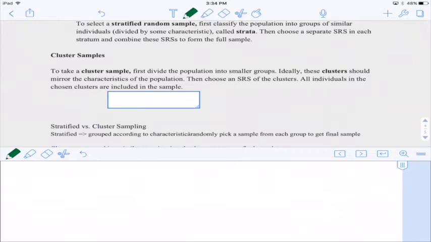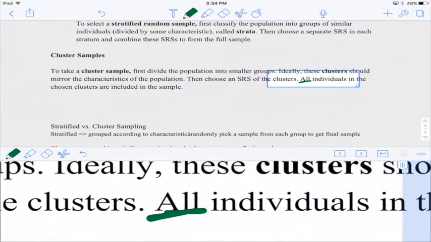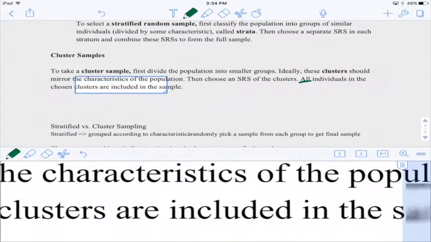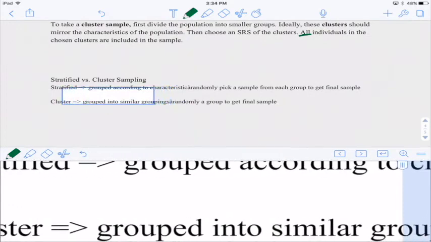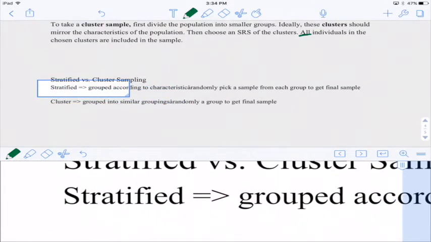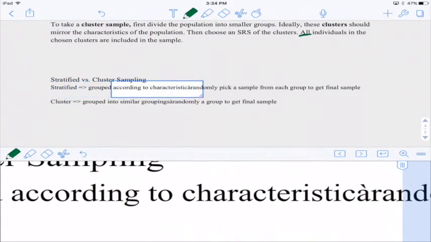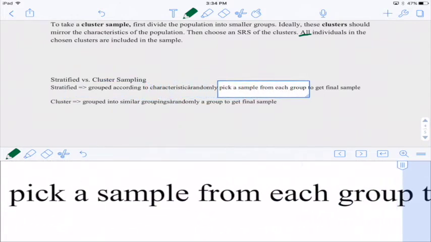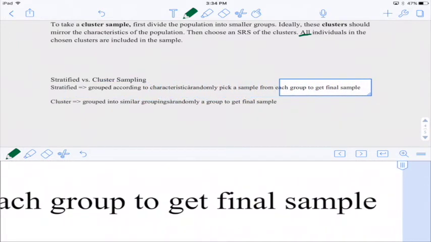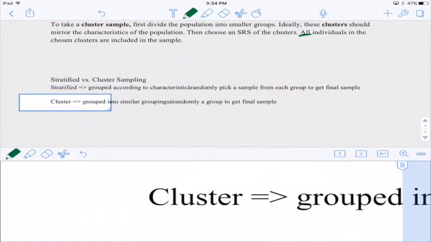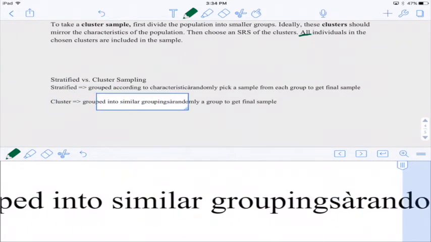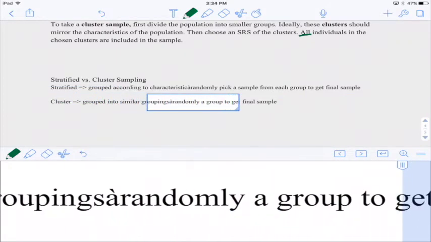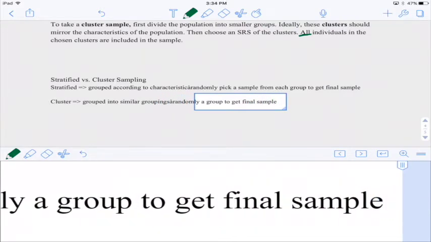Or we would randomly select a study hall, and then we would go into that study hall and we would sample all of those people. That's why all individuals in the chosen cluster are included. Okay, so these two get confused by some people. Stratify, you group according to characteristics and pick a sample from each group to get a final sample. And in the cluster, you group into similar groupings and you randomly select to get a final sample.